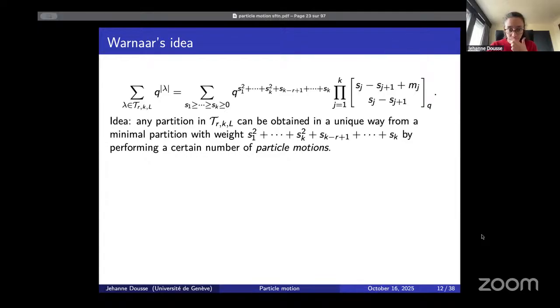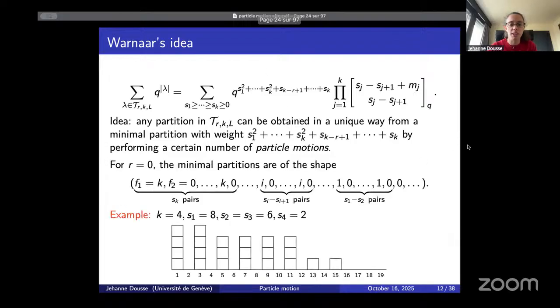Okay, so his idea was that first you consider this part of the generating function, and you say that we will find a partition which has exactly this weight and which satisfies the frequency conditions of Andrews-Gordon. And then this part, the q-binomial product part, we will obtain by inserting those parts inside the minimal partition using the particle motions. I will show you exactly what it is.